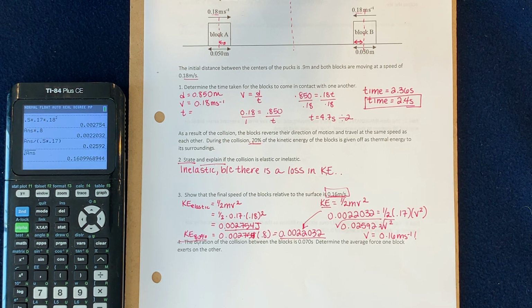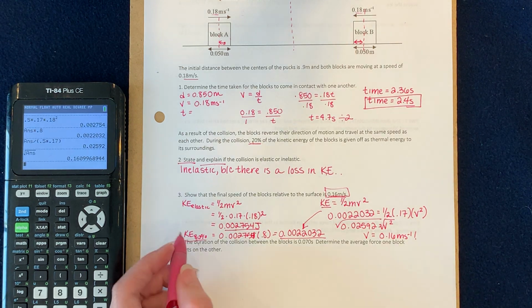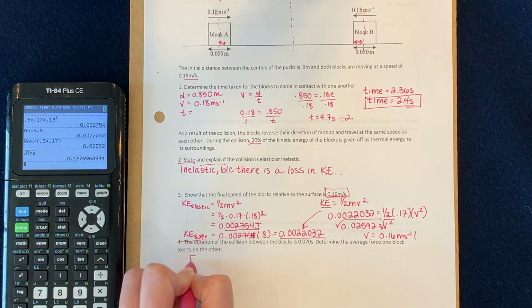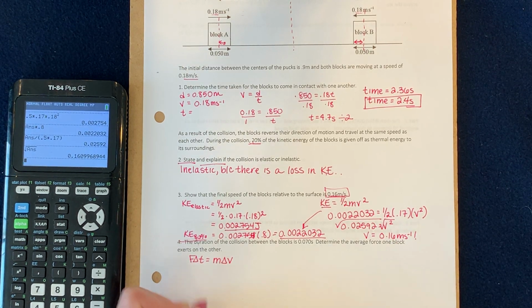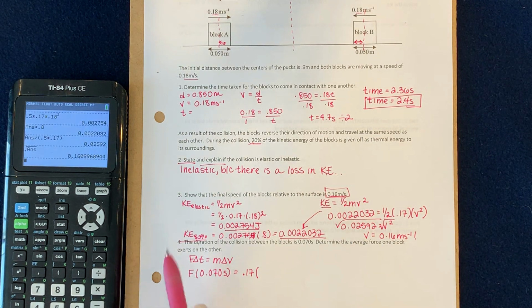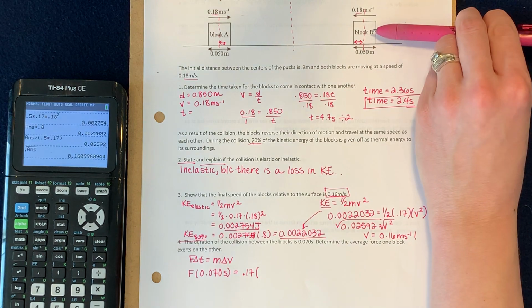Determine the average force that one block exerts on another. So we're going back to the impulse equation again. F delta T is equal to M delta V. So our force times the time of 0.070 seconds is equal to the mass of one of the blocks, 0.17, times our final velocity minus our initial velocity. Now, here's where things get a little wonky. Our final velocity, if we say, is 0.16, then that means we're looking at this block up here.